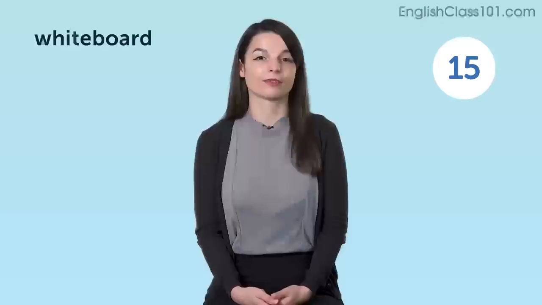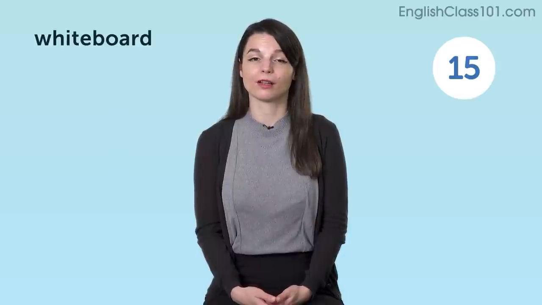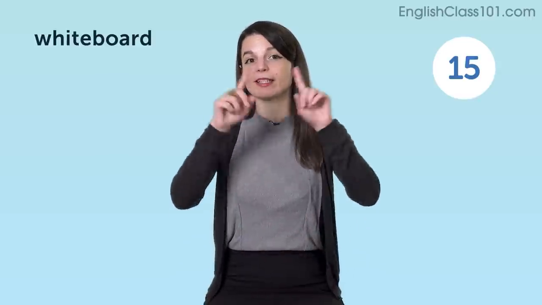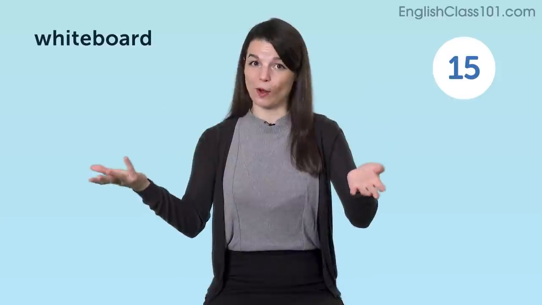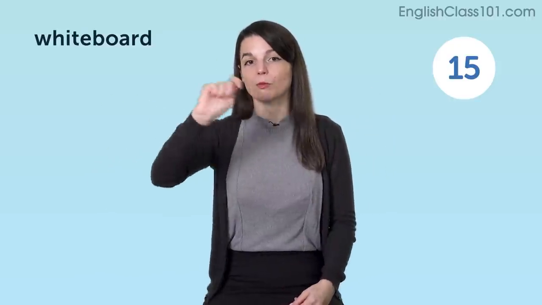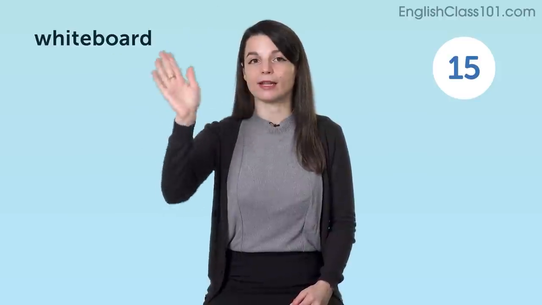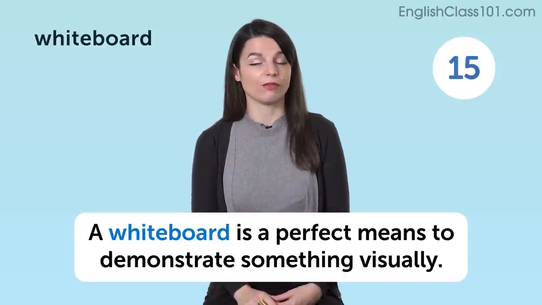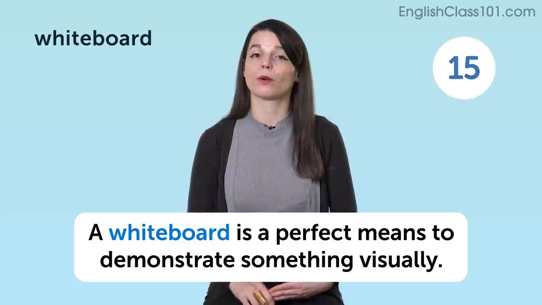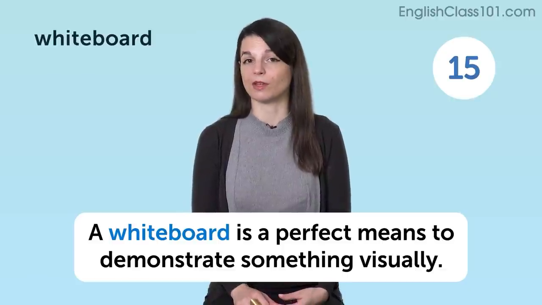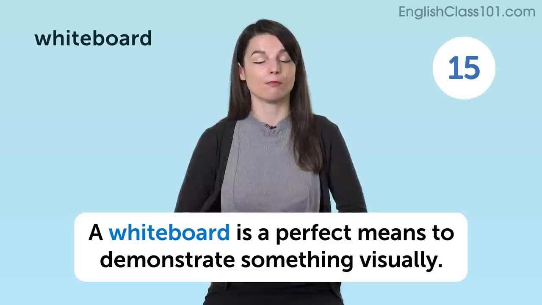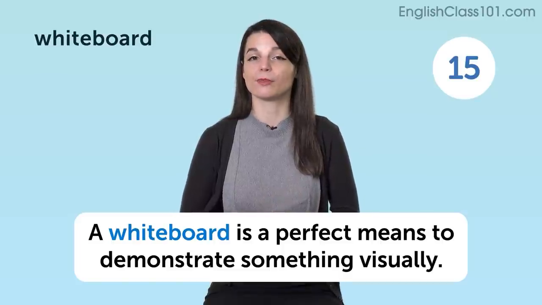Whiteboard. A whiteboard is a specific type of board. It's usually white in color. We can write on it with markers, and we can also erase it. A whiteboard is a perfect means to demonstrate something visually.